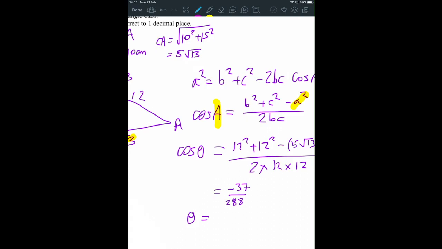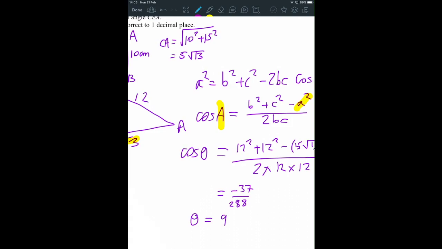Cos inverse of that answer gives me an angle of 97.4, rounded to 1 dp.